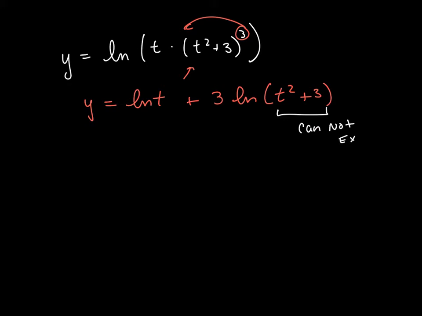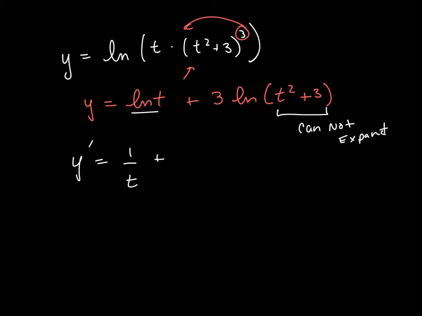You cannot expand this out. It has to stay that way. But it's fine because we can go through and do this. Then I just go ahead and get the derivative. The derivative of the natural log of t is just 1 over t.